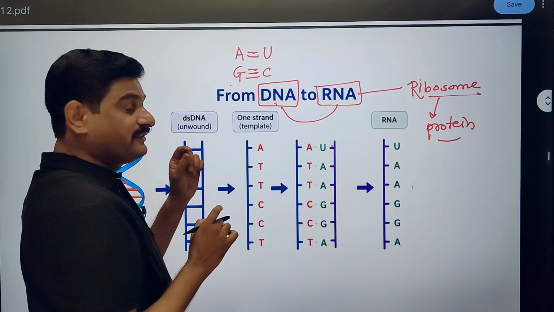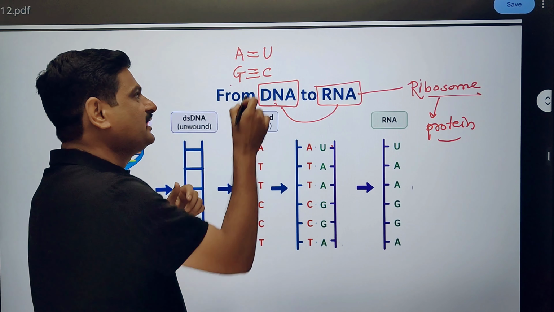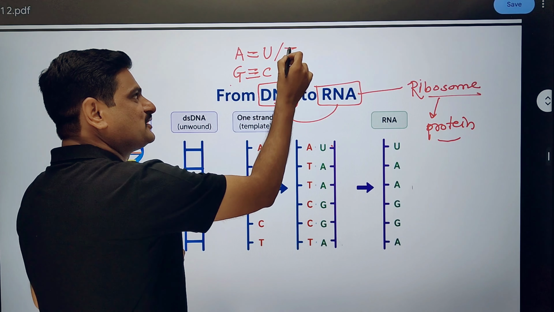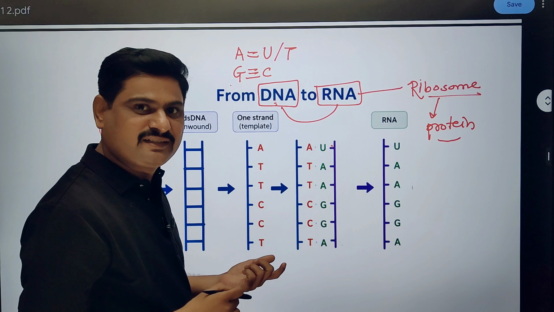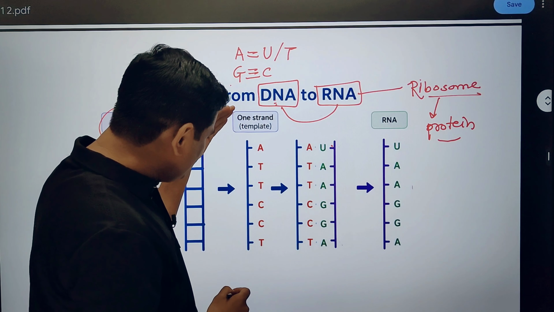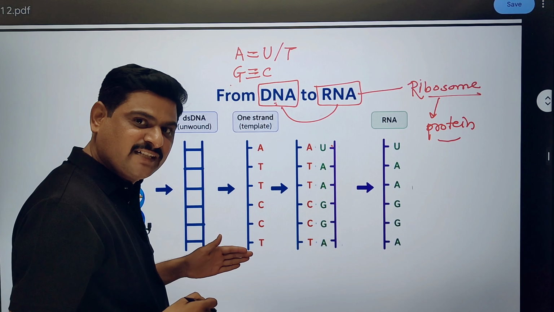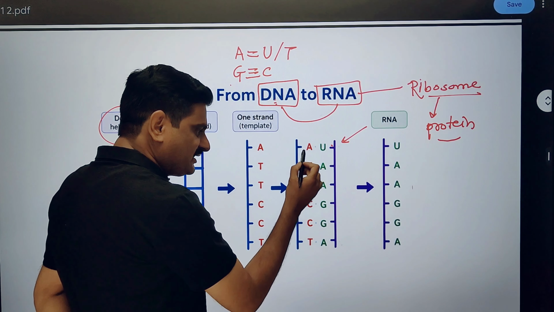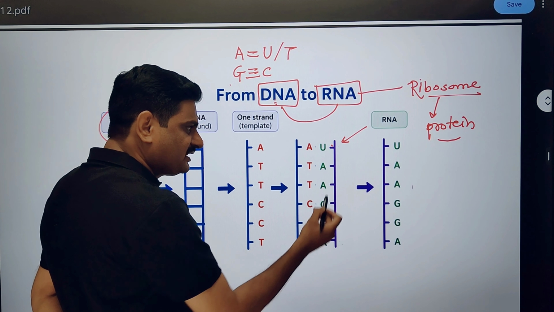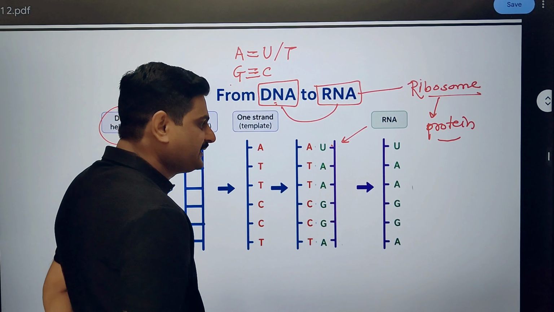Remember that T is present only in DNA, as we just discussed. So when T comes, U is the counterpart, and for T you have to take A as the complementary base. Clear? Now imagine that this is one DNA strand I am taking. The opposite strand which we make is our RNA.